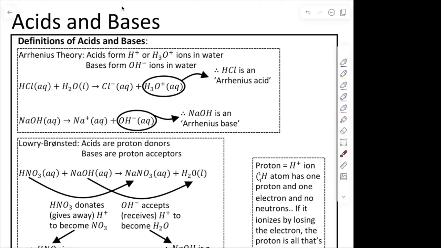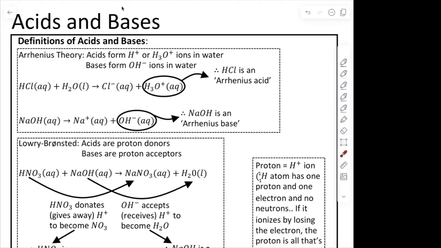Our Arrhenius theory states that acids form H+ or H3O+ ions in water. So acids are substances that increase the concentration of H3O+ ions in water, and bases are substances that increase the concentration of OH- ions in water.